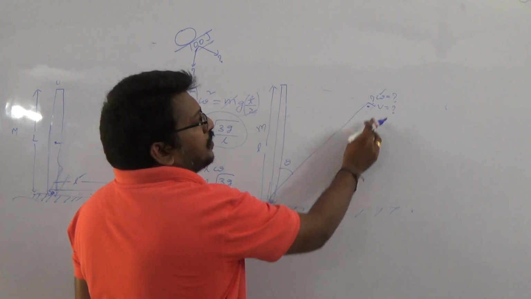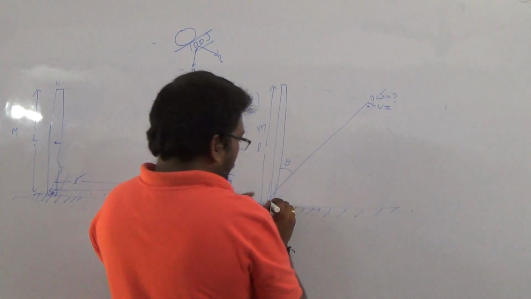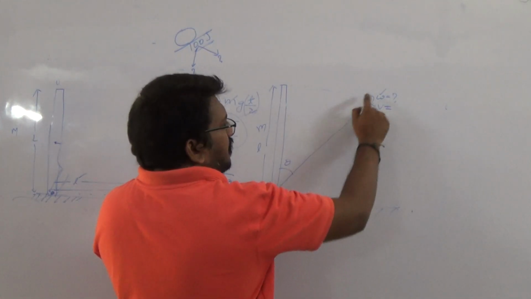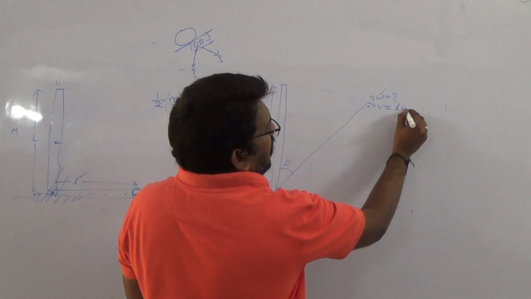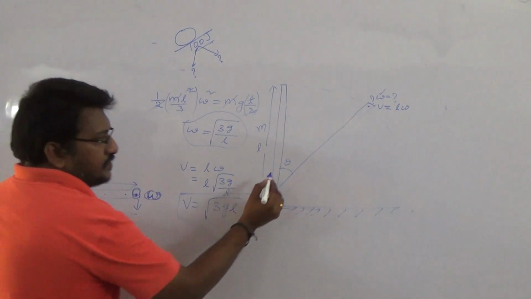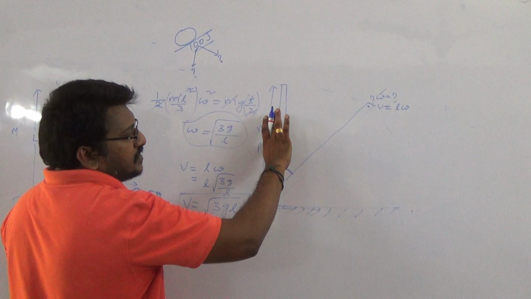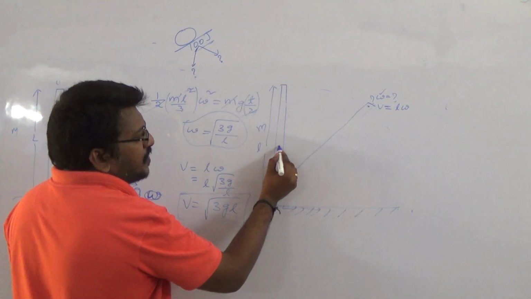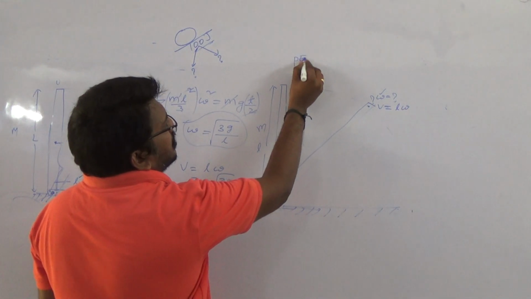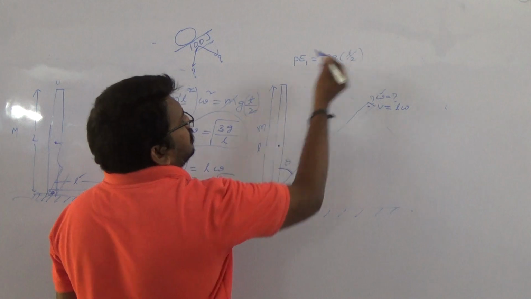Once you know the omega value, you can easily calculate the V value, because from the axis of rotation this particle is at a perpendicular distance, nothing but the length. We can write V equal to L omega. But what is the value of omega? We are going to calculate it. Initially it is like this, the center of mass is at a height L by 2, so the initial potential energy of the rod is mgL by 2.